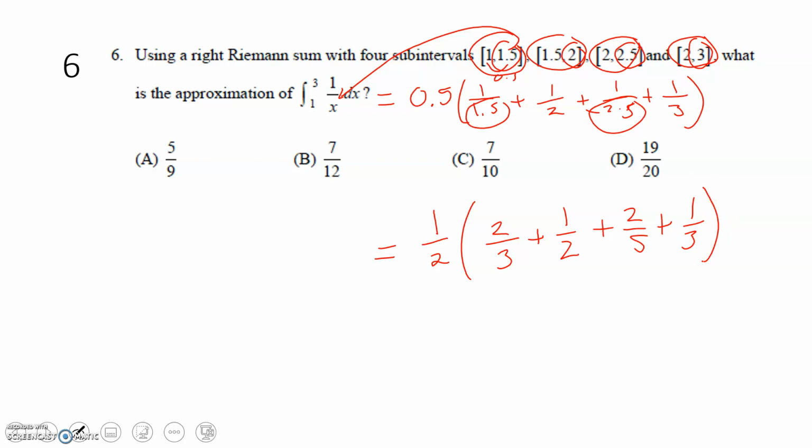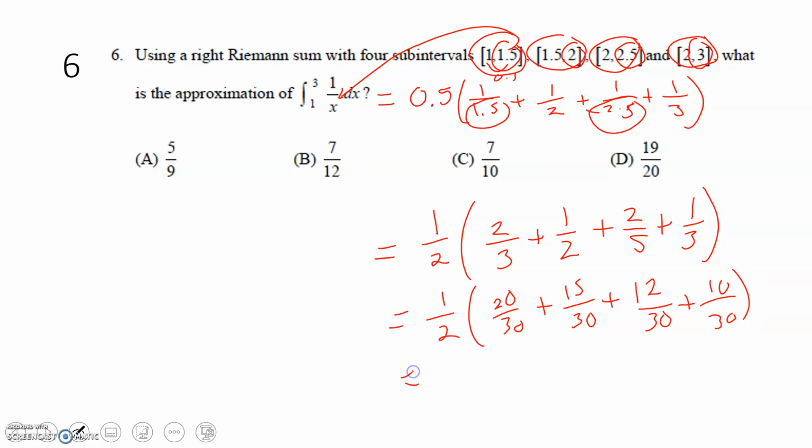Well, notice here that our common denominator between 3, 2, and 5 is going to be 30. So our first one here will multiply by 10. We get 20/30. Our next one here, we get 15/30. Our third fraction here, we get 12/30. And this last one here is going to become 10/30.